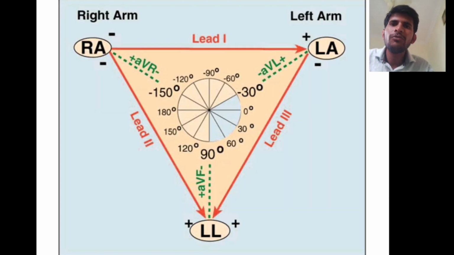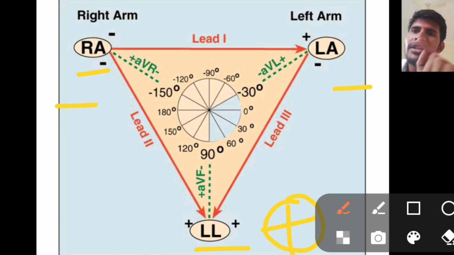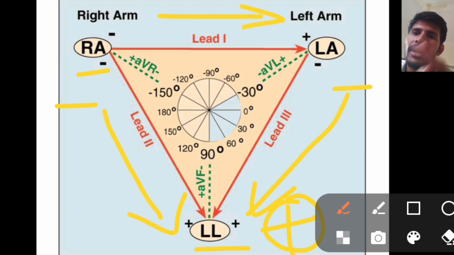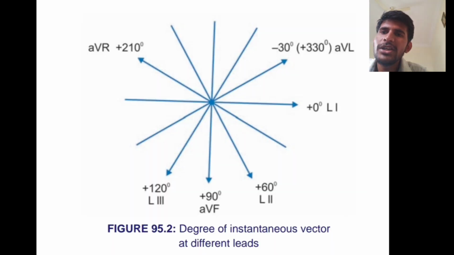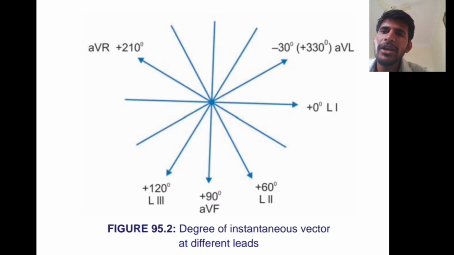This is one more beautiful diagram which explains everything. This is right arm, left arm, left leg. Right arm is always negative, left leg is always positive, and this is variable. Lead 1 goes from right arm to the left arm, lead 2 goes from right arm to the left leg, lead 3 goes from left arm to the left leg. The center circle you are seeing is one more important thing which explains an important concept. You see this one and this one, the center circle and this, both are the same.